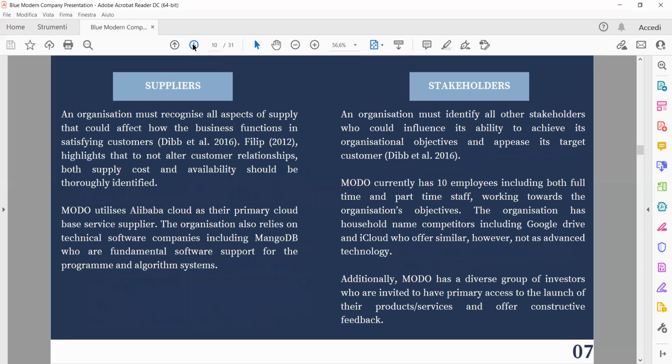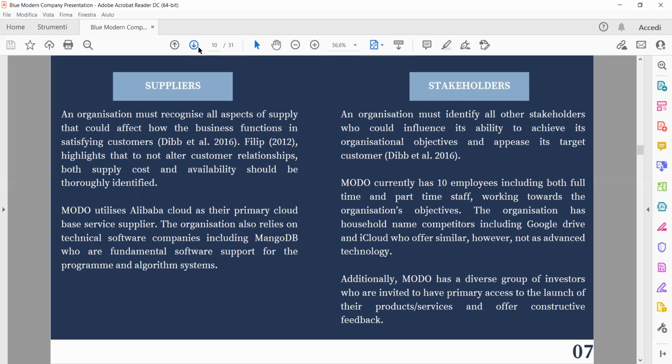When next looking at suppliers, in terms of supply, it is important to recognise all aspects to not affect the business functions and satisfying customers. Businesses should also be aware of new entrants into the supply chain, deals with rivals, strikes or recruitment difficulties, or anything inclined to alter an organisation's receipt of necessary supplies. MODO's primary supplier is Alibaba Cloud, as well as software for the programme from MongoDB.